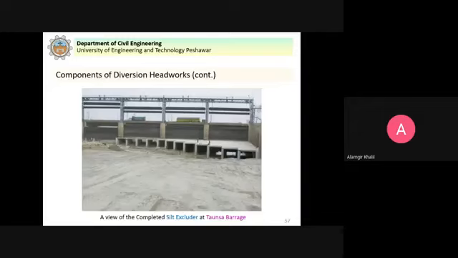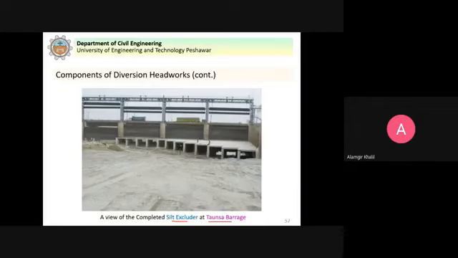This is what you can see here, a view of the completed silt excluder at Tonsa barrage in Pakistan. You can see here that it is constructed in the river bed upstream of the regulator. So the silted water will enter into these tunnels. These tunnels can be up to some portion or can extend up to the divide wall.